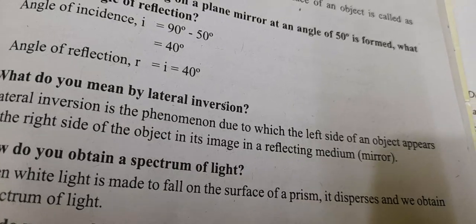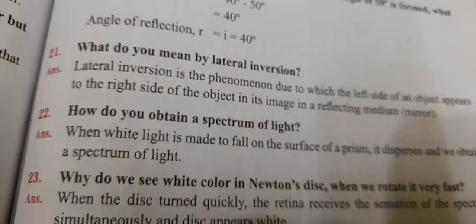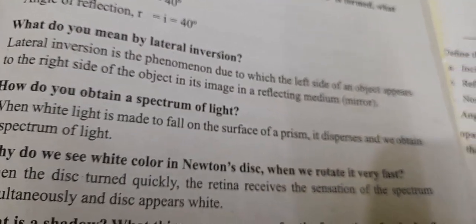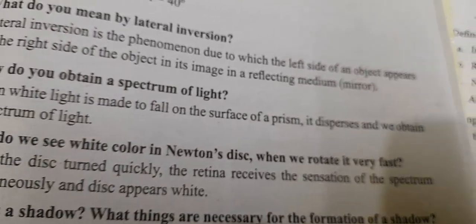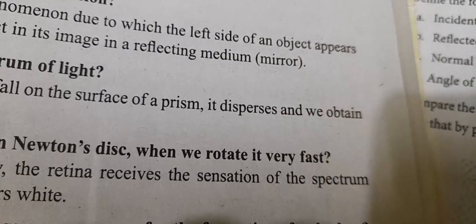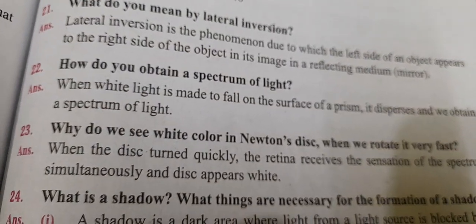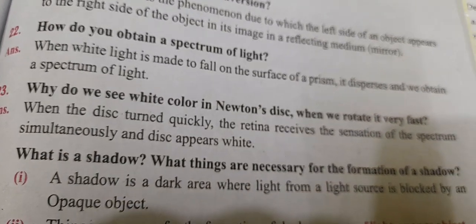When white light falls on the surface of a prism, it disperses and we obtain a spectrum of light. The 23rd question: why do we see white color in Newton's disk when we rotate it very fast? When the disk is turned quickly, the retina receives the sensation of the spectrum simultaneously and the disk appears white. The 24th question: what is a shadow?